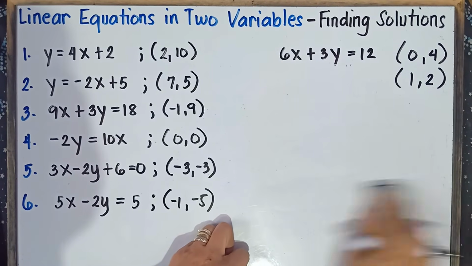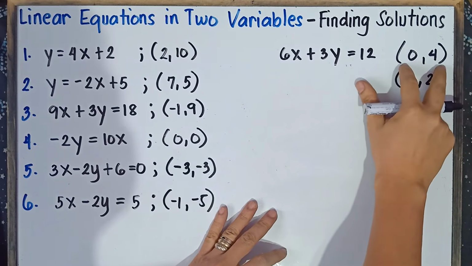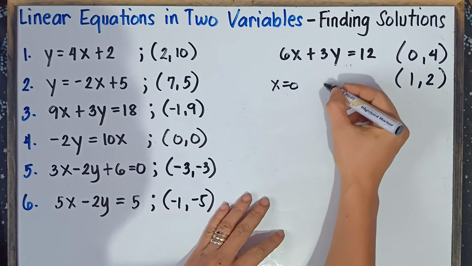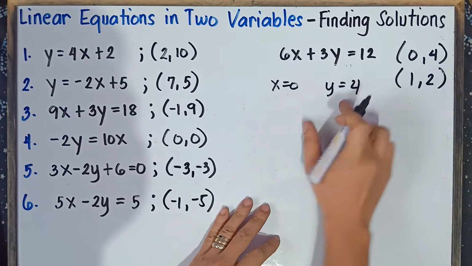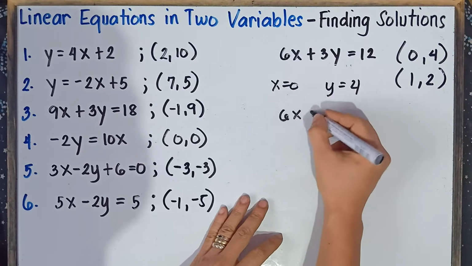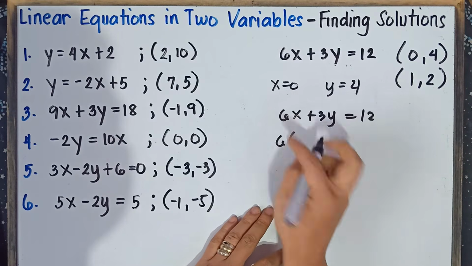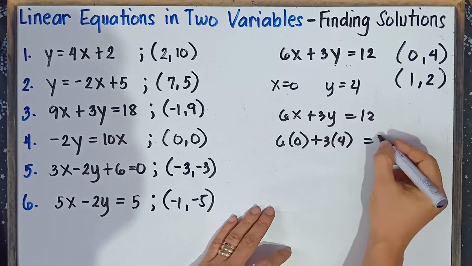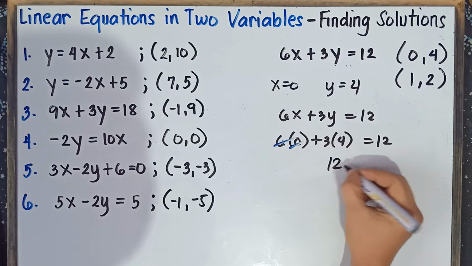Okay, once again, you will know that this ordered pair is a solution by simply substituting the value of x and then the value of y. So once again, x is equal to 0 and then y is equal to positive 4. Simply substitute the value of x and then the value of y. So copy this one, 6x plus 3y equals 12. So 6 times x value, that would be 0, plus 3 times y value, that would be positive 4, equals 12. 6 times 0, of course, we can just simply cancel this out. That would be 0. 3 times 4, that would be 12 is equal to 12.